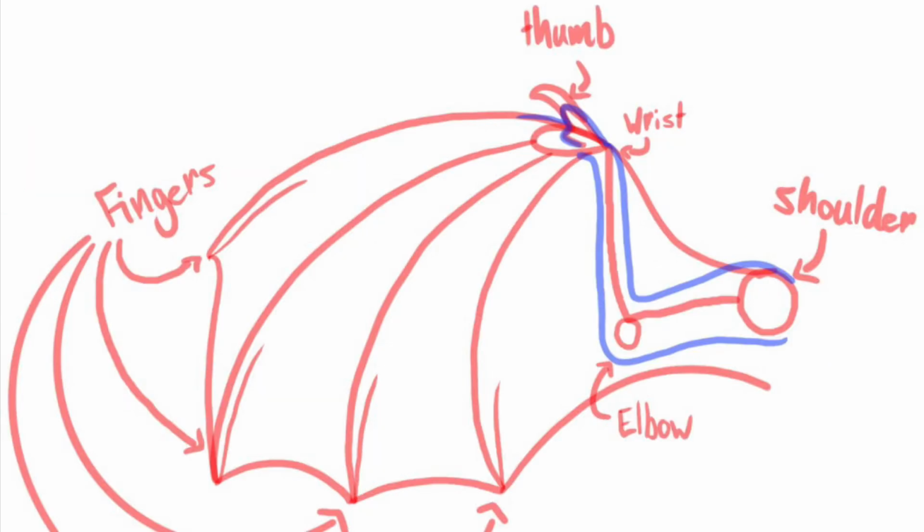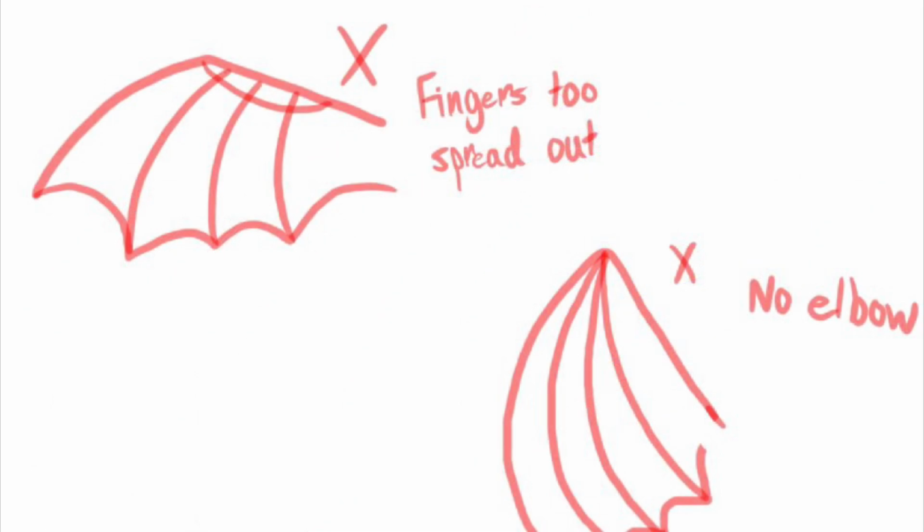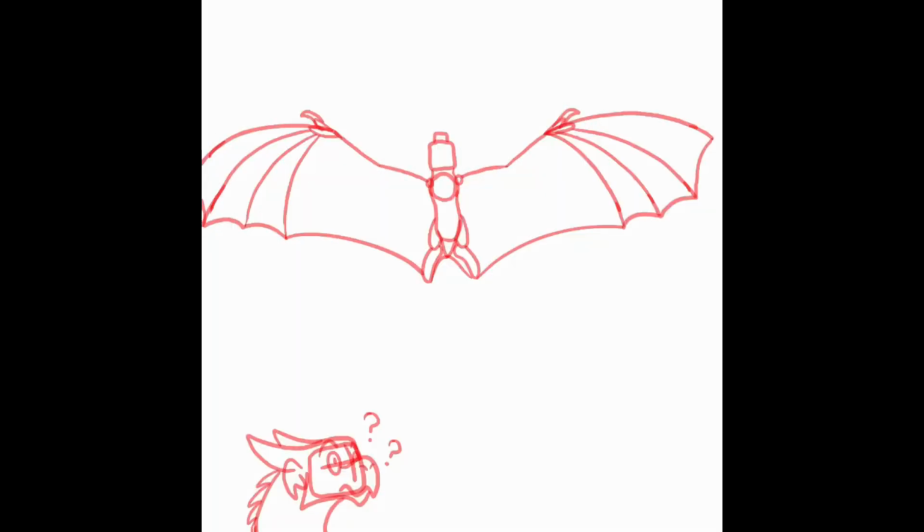A really good strategy for drawing bat wings is to just imagine it as a hand and arm with really long fingers, as I previously mentioned. You wouldn't draw a hand like these, would you? Bats have webbing between their legs to kind of act as a tail rudder.